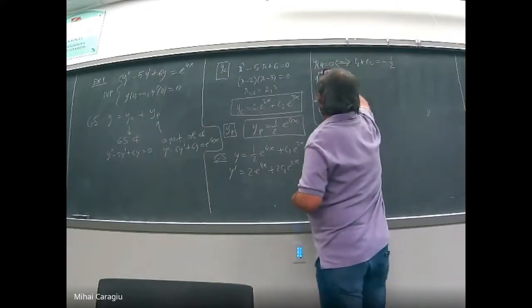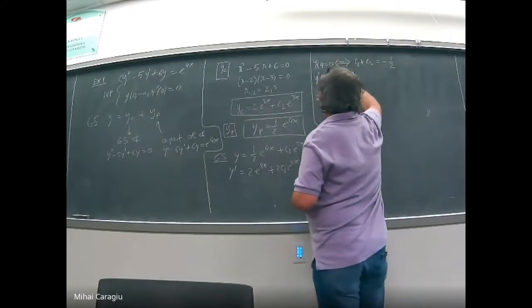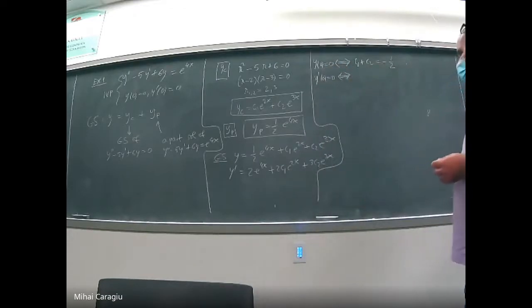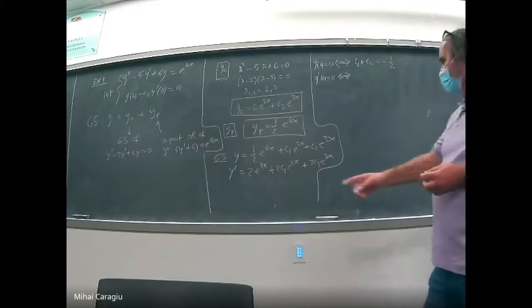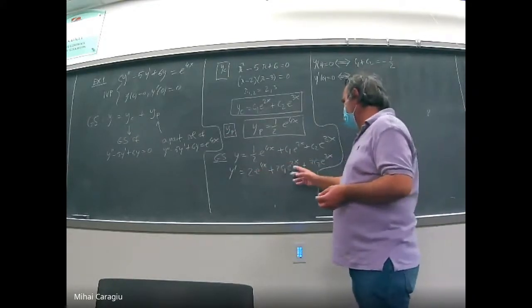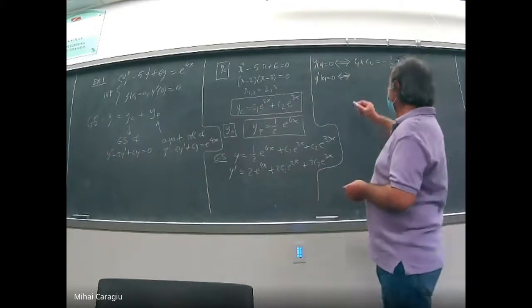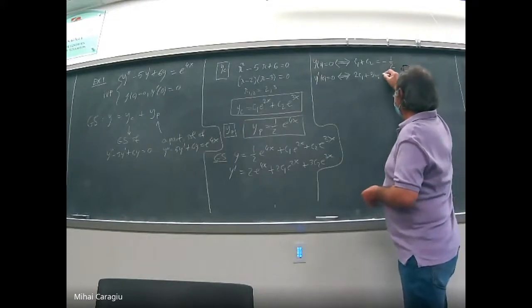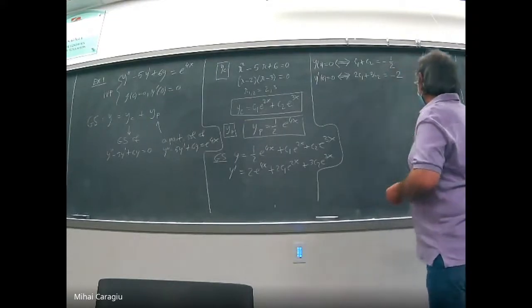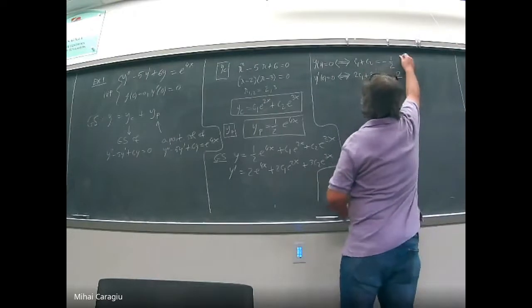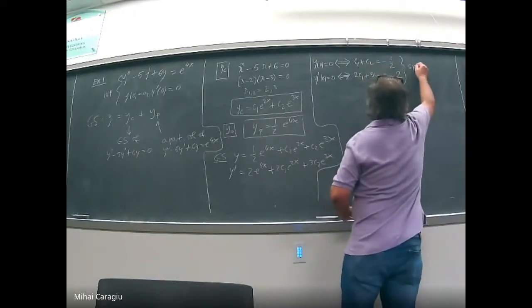How to translate y prime of 0 equals 0? It is equivalent to 2 plus 2c1 plus 3c2 equals 0. We are setting x equals 0. So 2c1 plus 3c2 equals minus 2. Right? So that's a system of real equations, no more differential equations.